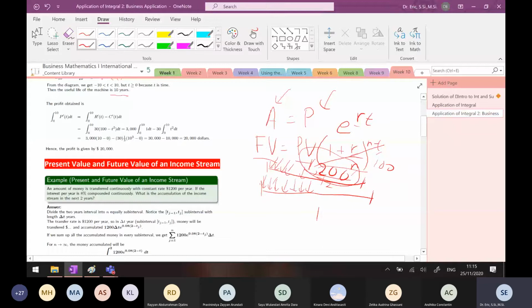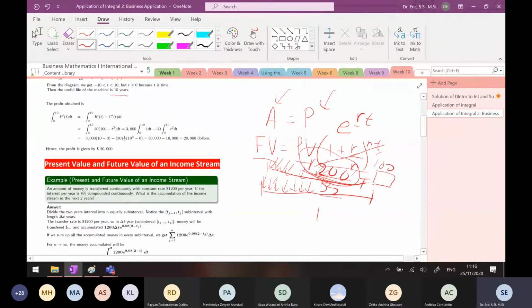If transferred every week, every week you have 1,200 divided by 52. So this is for every second, every millisecond. We don't know for sure what the transfer is for every second. But in total, I have $1,200. And the money is transferred with the same amount every time.